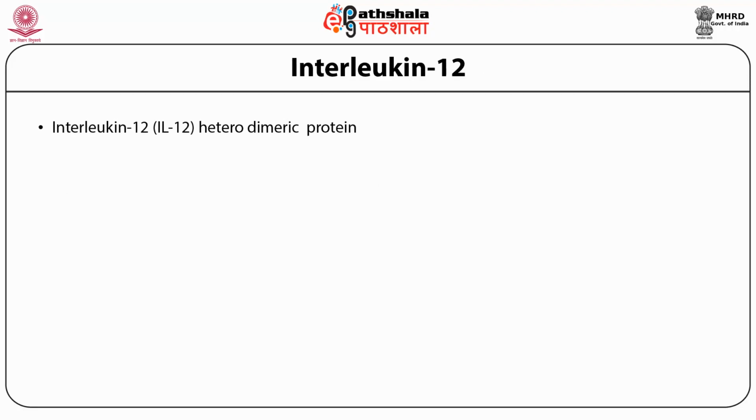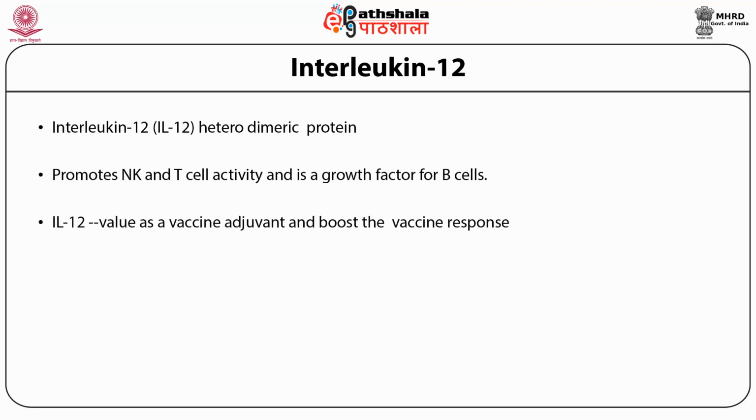Interleukin 12 is another cytokine. It is a heterodimeric protein. It promotes NK and T cell activity and is a growth factor for B cells. IL-12 may have value as a vaccine adjuvant. When IL-12 was paired with a peptide vaccine in patients with resected stages of cancers, IL-12 appeared to boost the response of these vaccines. Along with IL-12, GM-CSF has the same value and is evaluated as an adjuvant for vaccine therapy.